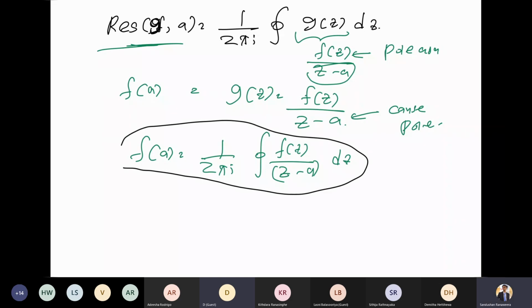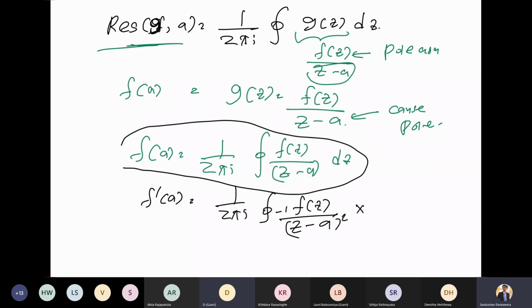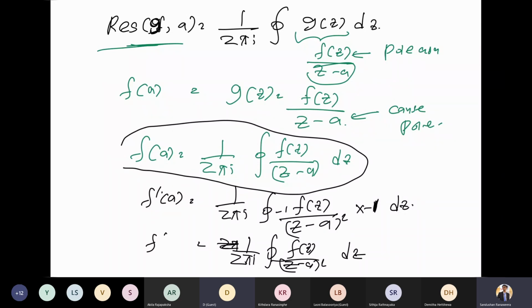What if I differentiate this thing to get f dash of a with respect to a? It is no problem, I can differentiate this with respect to a. When I differentiate, I get z minus a squared, and it is minus 1 times minus 1, because when I differentiate z minus a, I get minus 1. Then I end up with 1 over 2πi times the contour integral of f(z) over z minus a squared, dz. This thing becomes f dash of a.